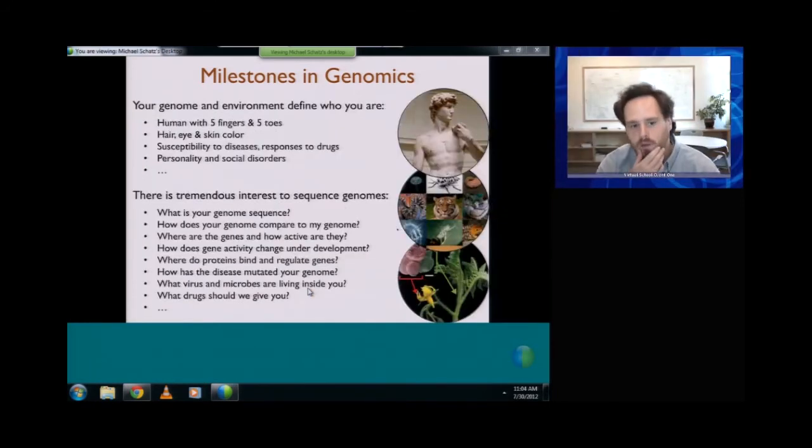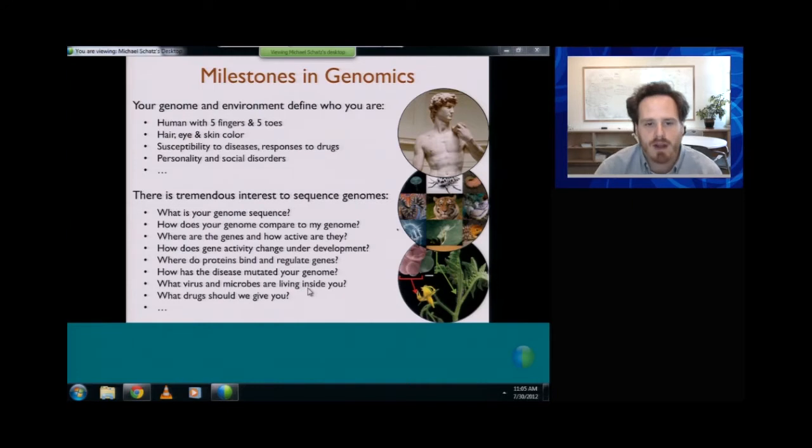What's remarkable about this is that your genome and your environment basically totally define who you are. Everything from your physical form as being a human with 5 fingers and 5 toes, to your hair, eye color, skin color, all those things. But more significantly, susceptibility to diseases, responses to drugs, all have a very strong genetic component, as does personality, social disorders, many different characteristics are all driven by your genome.